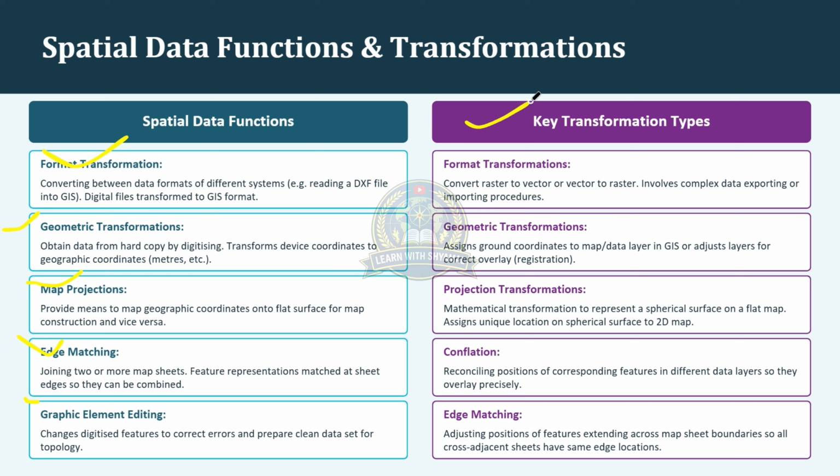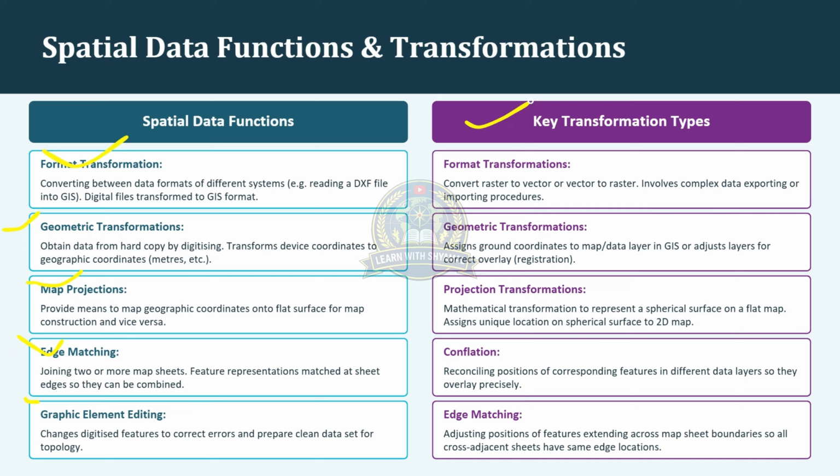Key transformation types. Format transformations: convert raster to vector or vector to raster, involving complex data exporting or importing procedures. Geometric transformations: assign ground coordinates to a map data layer in GIS or adjust layers for correct overlay registration. Projection transformations: mathematical transformation to represent a spherical surface on a flat map, assigning a unique location on the spherical surface to the 2D map. Conflation: reconciling positions of corresponding features in different data layers so they overlay precisely.